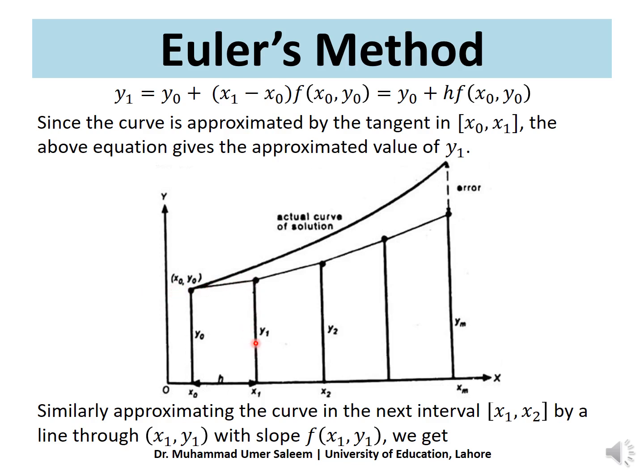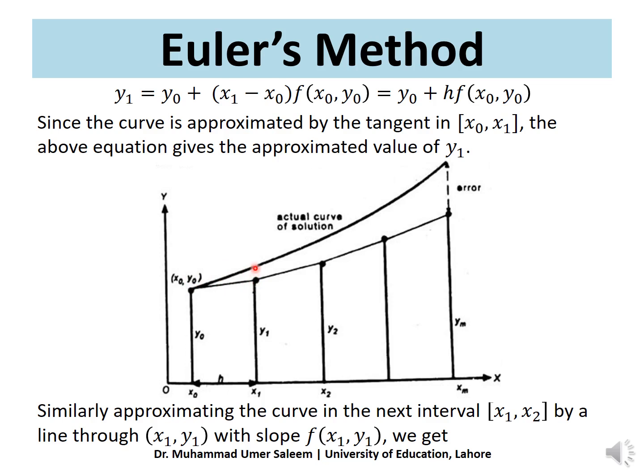Now we have to find out y1. So y1 is the point of intersection of this line and this tangent. So in the tangent equation, put x is equal to x1, y will be y1. So that's what we did, and we get this equation. So this is the point we get, x1 y1. So x1 we know is x naught plus h, and y1 is y naught plus h f of x naught y naught. So this part of the curve is approximated with the help of this tangent.